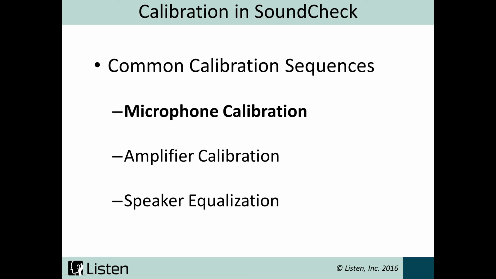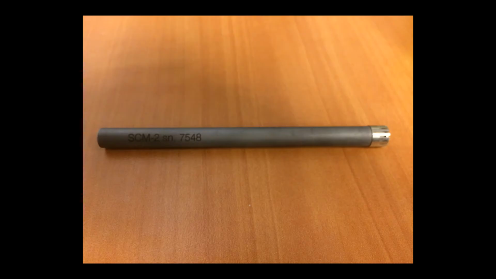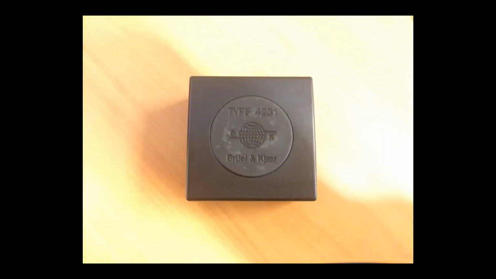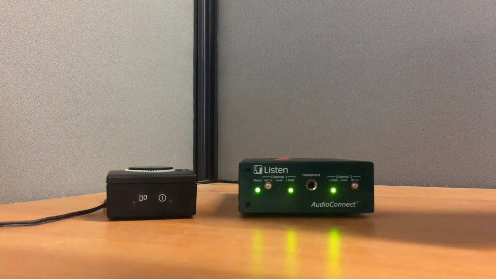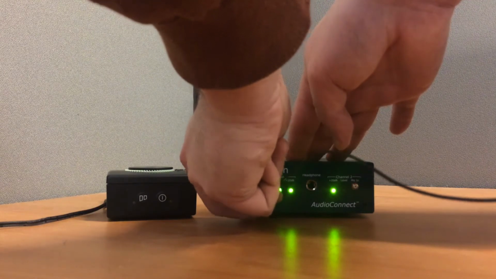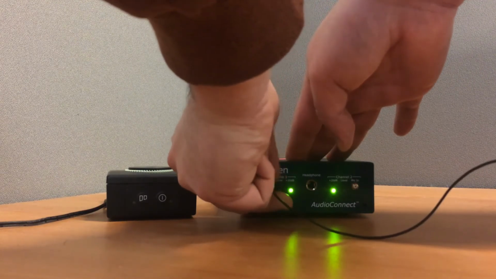In this video we're going to go over a common calibration sequence of a reference microphone. I'll be calibrating an SCM2 using a B&K 4231 calibrator and an audio connect. The audio connect USB has been plugged into our computer, and I'll plug the reference mic into channel 1.